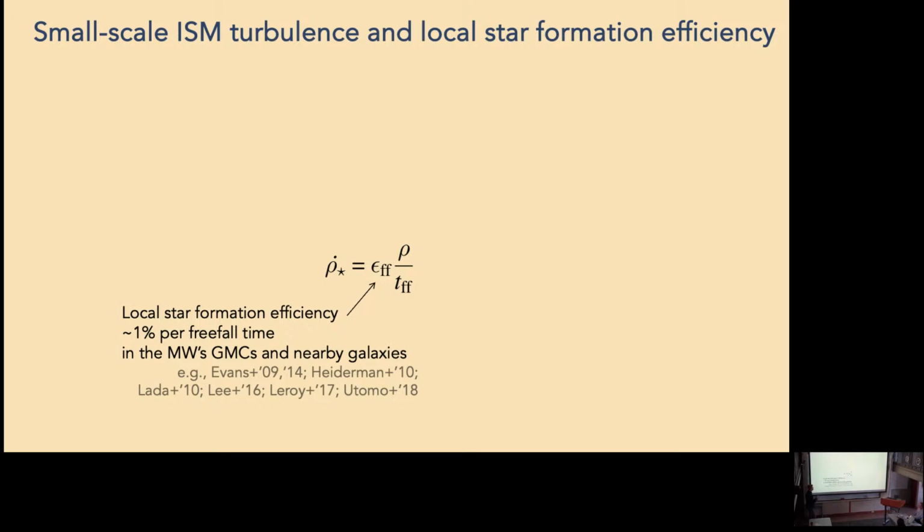So star formation is often parameterized in simulations with the so-called star formation efficiency per free fall time, which is also motivated by how it's measured in observations. And observationally, it's measured to be of the order of 1% per free fall time in typical giant molecular clouds in the Milky Way and nearby galaxies. And simulations often treat this as a parameter. So you assume some value, and you can tune its value to get the observables that you want.